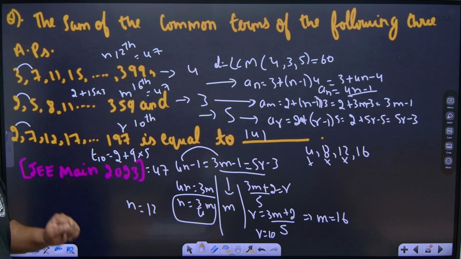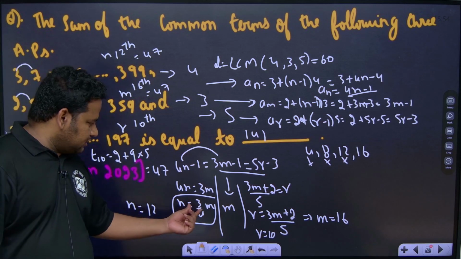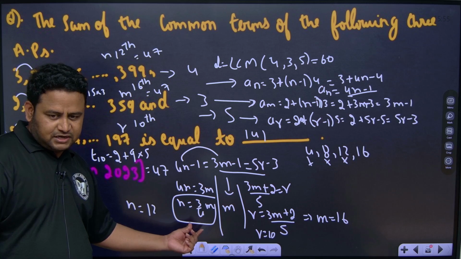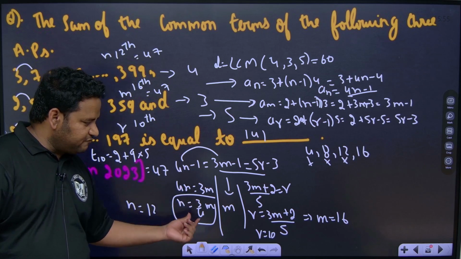Sir, why did we take 4, 8, 12, 16? Because here we have 3m into 4 divided by 4. Divided by 4 means we have to get some value which is divisible by 4.